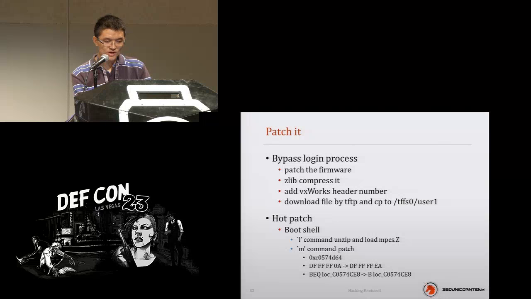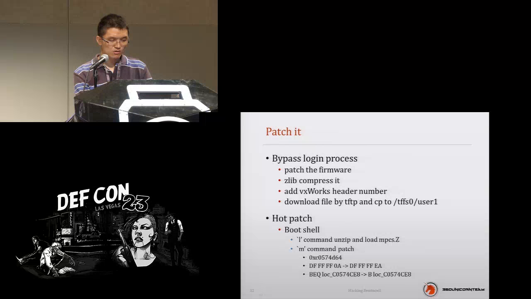Here we have two ways to patch it. We may patch the firmware and the lib, compress it and add the header, then download the file by TFTP and copy it to the user1 directory. But for simplicity, we can also use the hot patch method.